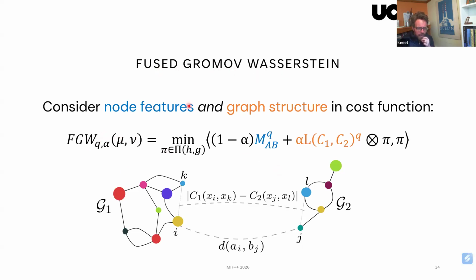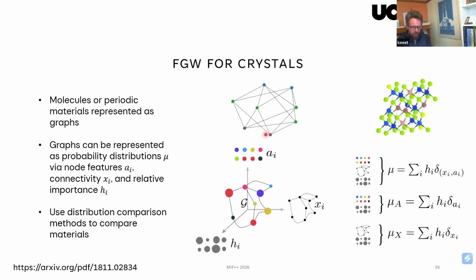So you've got a normal Wasserstein distance, which is this M here, which tells you about the optimal transport between the nodes or the elements within your material. And then you've also got the Gromov distance, which characterizes the distance between the graph structures. And then you just have some balance between them. This alpha factor gives you some balance between the two distances. So you can say, oh, I want to look more at graphs, or I want to look more at compositions. And this is just Matthew's development of this FGW method for crystals.